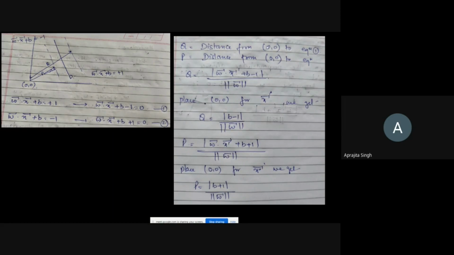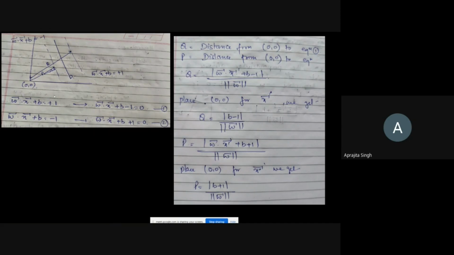So we are just going to apply the earlier example that we saw. How do you get the distance? You write the equation in the numerator, and in the denominator you write the norm. Where do we need to find the distance from? From 0 0, the origin. So in place of x, what will you write? 0 0. When you write 0 0, this complete term vanishes, and what you get is b minus 1 divided by the norm of omega.